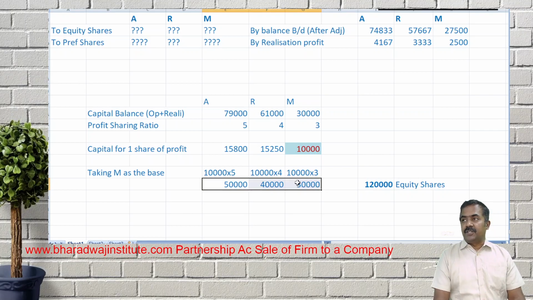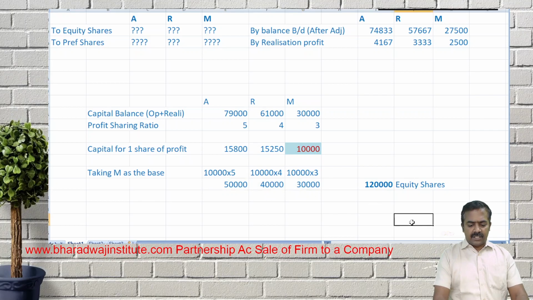What is the profit sharing ratio? 5:4:3. But total purchase consideration எவ்வளவு? 1,70,000. Balance we will get it in preference shares. Balance in which one? Preference shares. Balance எவ்வளவு இருக்கும்? 50,000 in preference shares.